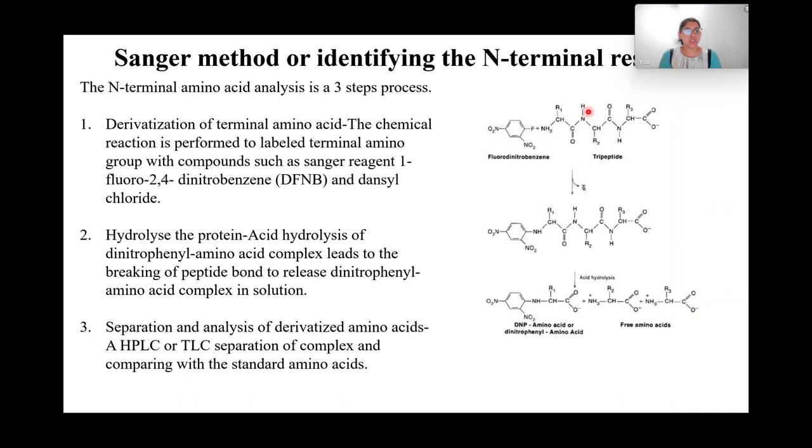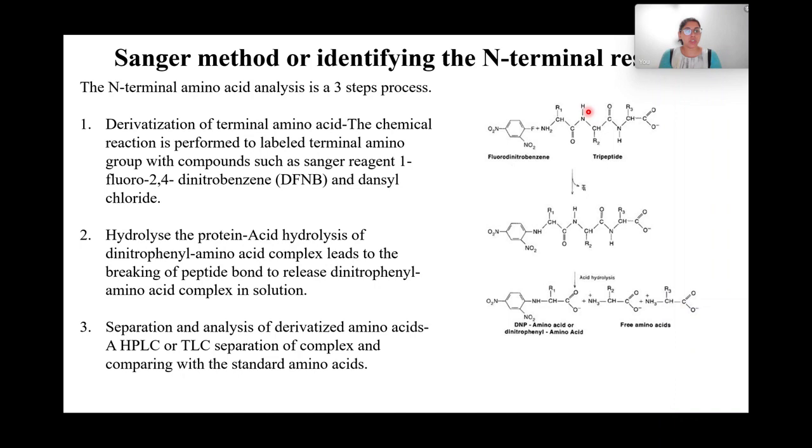Now, next is you do acid hydrolysis of this compound, and because of that, you will have the breaking of peptide bonds, which will release this dinitrophenyl amino acid complex. So if you now hydrolyze this protein, the bond will be broken such that you have this group with the first amino acid out, and then the other amino acids remain as free amino acids.